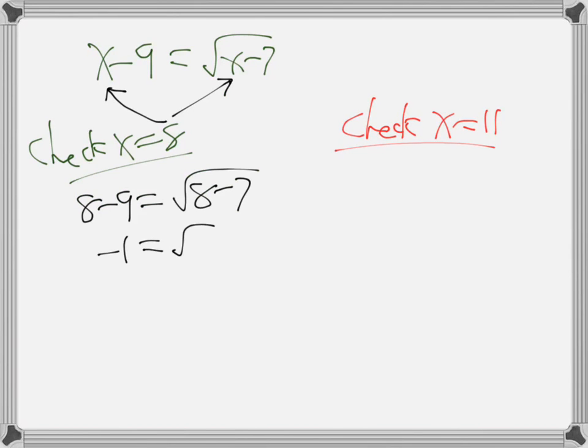Well, this is negative 1. This is the square root of 1. What's the square root of 1? 1. No, that's not true. Negative 1 doesn't equal positive 1. No, that's a false answer. Let's check the other one.